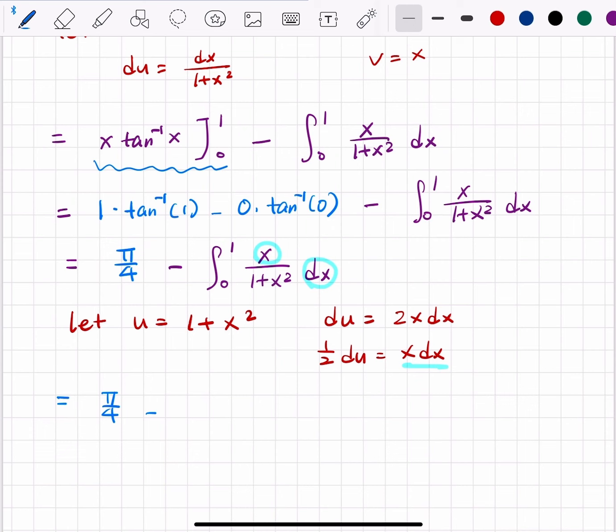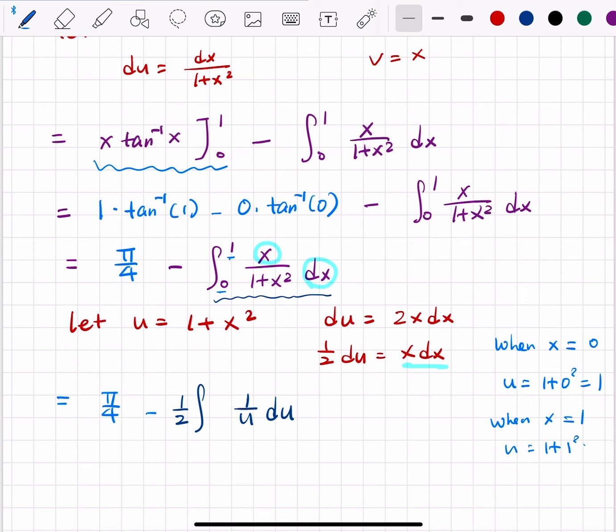So the integration now becomes 1 over u du, with 1/2 in front. When x equals 0, u is equal to 1 plus 0 squared, which is 1. When x equals 1, u equals 1 plus 1 squared, which is 2. So this one is going to range from 1 to 2.